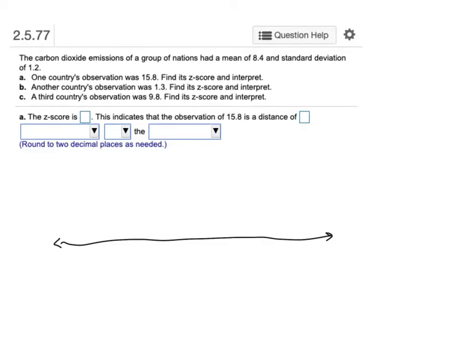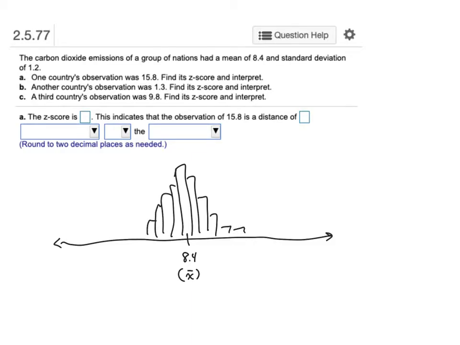in this problem. It says the carbon dioxide emissions of a group of nations has mean 8.4. So that's 8.4. And remember that we use our notation X bar for that. And a standard deviation of 1.2. So you want to imagine the histogram is here, has some kind of funky shape to it, tails off. Same thing on the side.